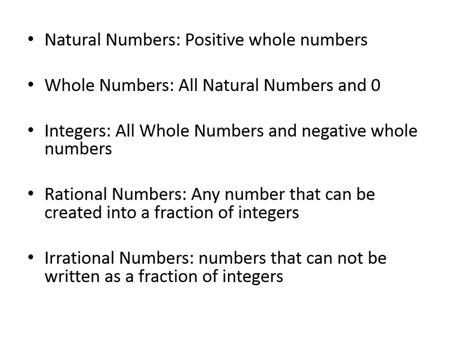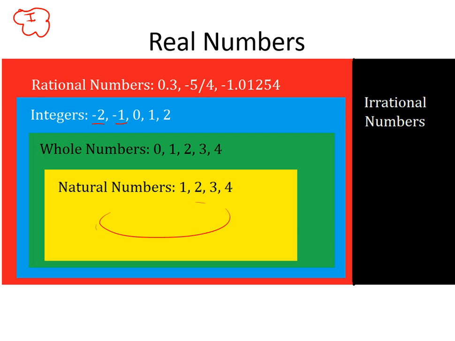Now, to identify if it is a rational number: if it's a decimal and it stops, like 0.3 or -1.01254, those have a natural stopping point. Those are rational numbers, and they can be put into fractions. Anything that is a fraction, like -5/4. If you have a number like 1/3, which written as a decimal is 0.3333 and keeps repeating itself, it's always 3. If it's a repeating decimal, that means it's also a rational number. So if it's a repeating decimal, it stops, or it's a fraction, it's a rational number.